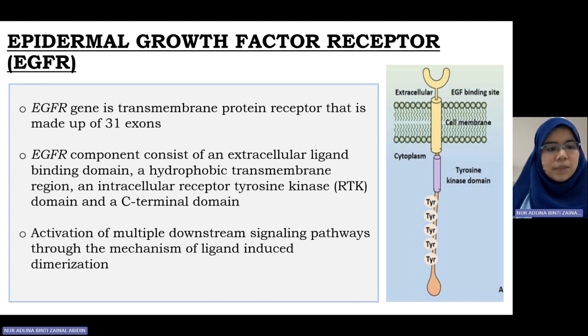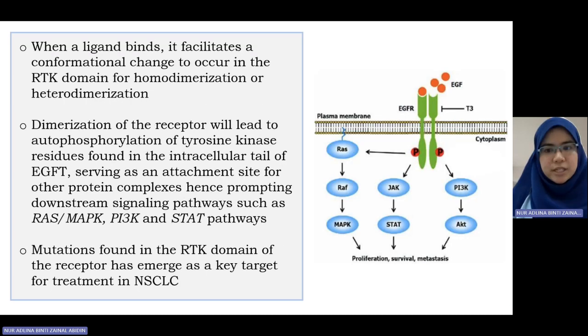Activation of this receptor will lead to multiple downstream signaling, and the activation process of the receptor is through the mechanism of ligand-induced dimerization. You see, how it works is, when a ligand binds, it facilitates a conformational change to occur in the RTK domain for homodimerization or heterodimerization. The dimerization of the protein will lead to autophosphorylation of the tyrosine kinase residues found in the intracellular tail of EGFR, which will serve as an attachment site for other protein complexes, hence prompting downstream signaling pathways such as RAS, MAPK, PI3K, and STAT pathways.